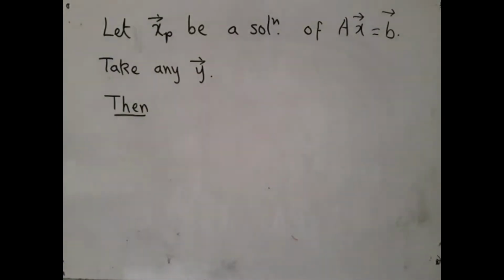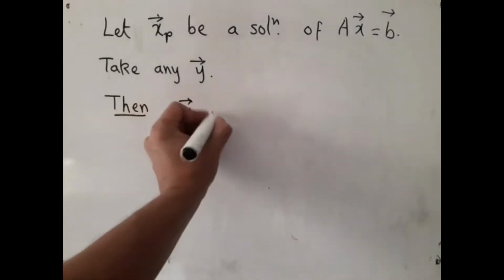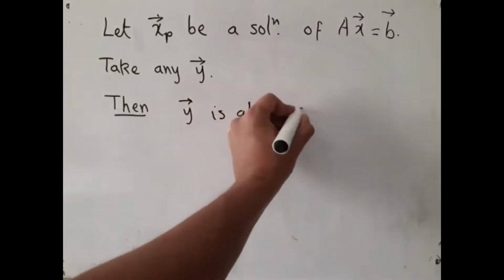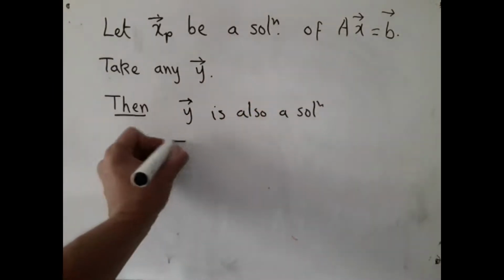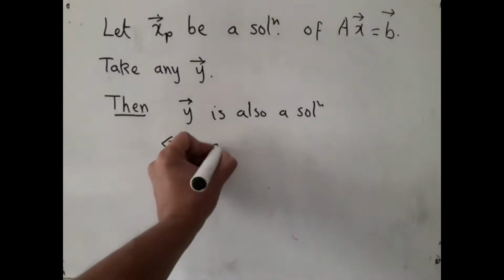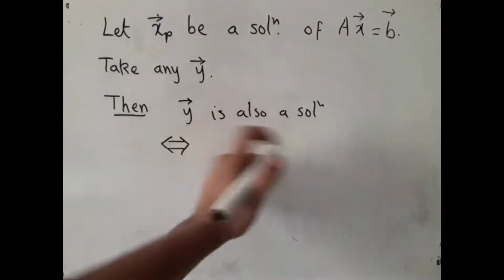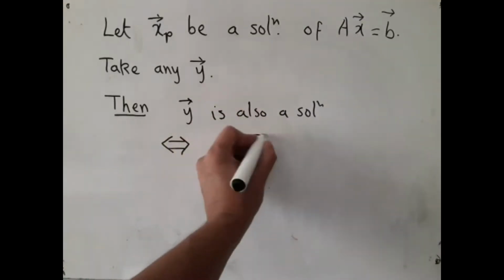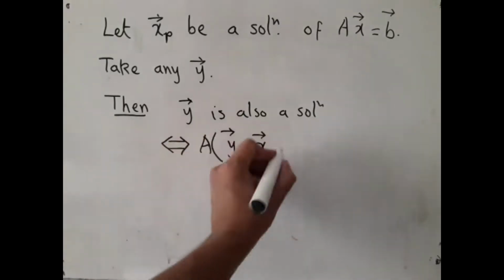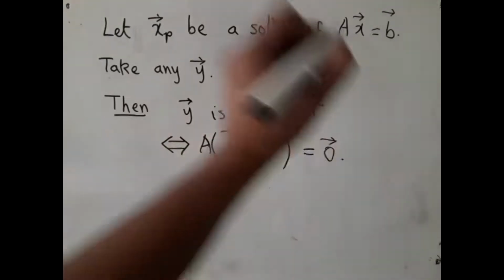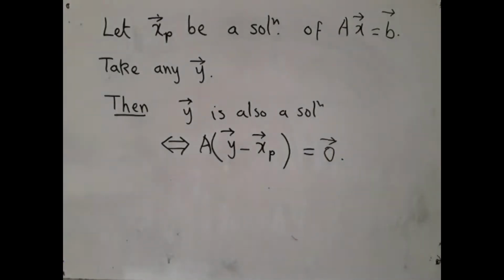and then I have the following result. This y is also a solution of the same system if and only if y minus xp, multiplied by A, is the zero vector. This is a very important result, absolutely trivial to prove, which will enable us to express the set of general solution, of all solutions of the system.